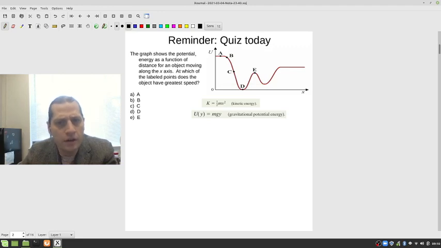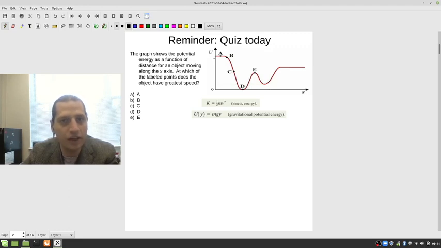Okay, so here's a situation. As always, I'm doing some of these questions with a framing that I want you to think about the quiz that's up today. Here's a nice example. This graph shows the potential energy as a function of distance for an object moving along the x-axis. At which of the labeled points does the object have the greatest speed?